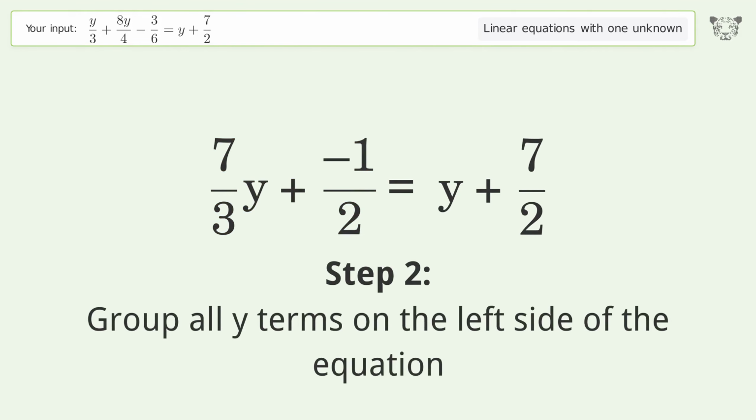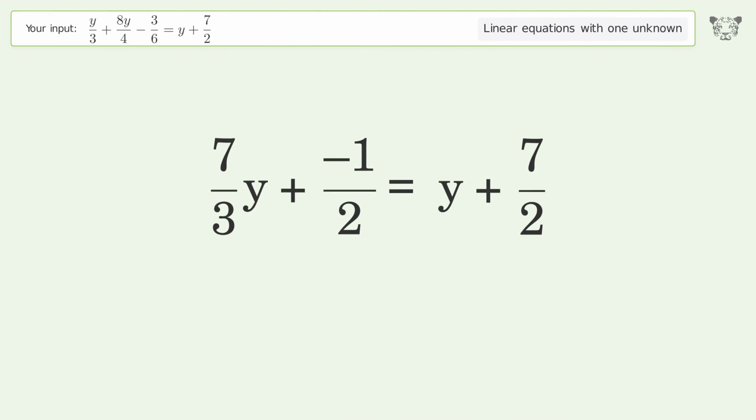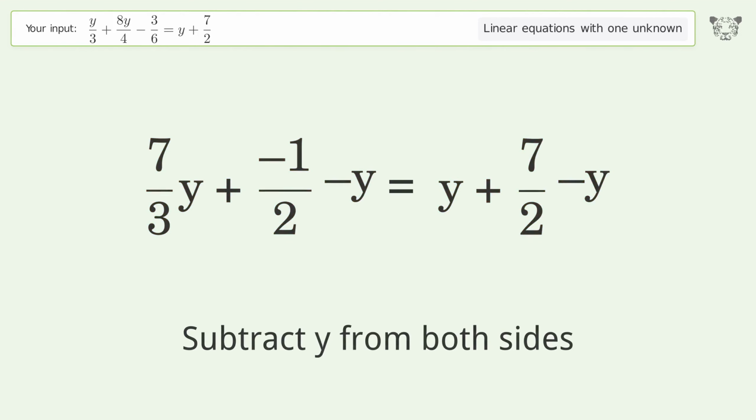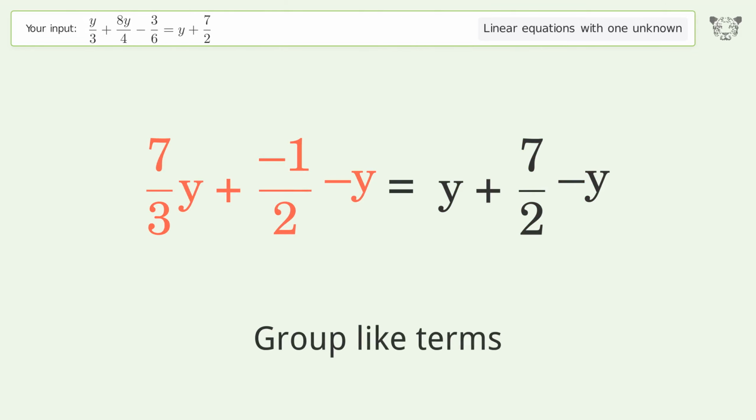Group all y terms on the left side of the equation. Subtract y from both sides. Group like terms.